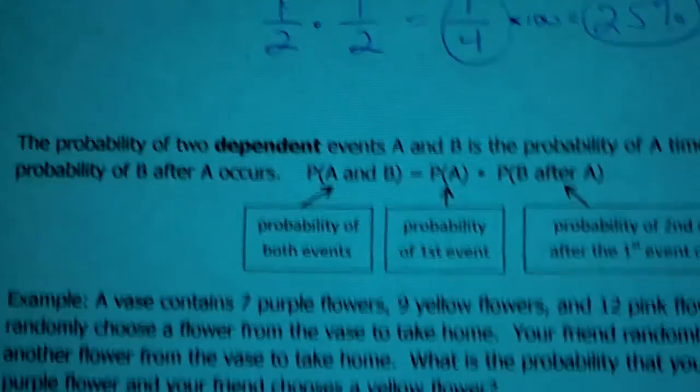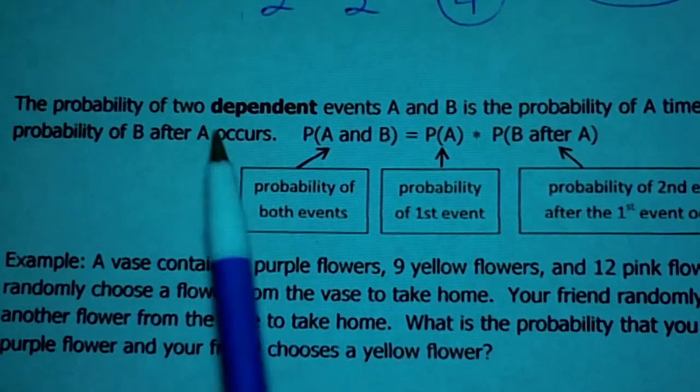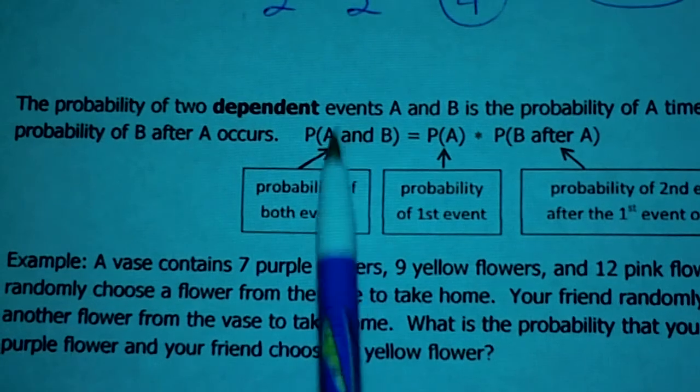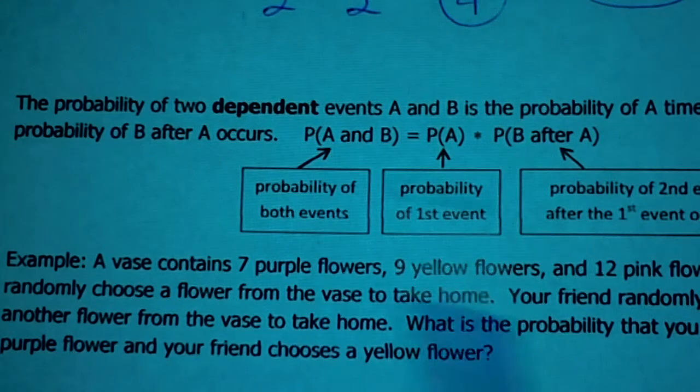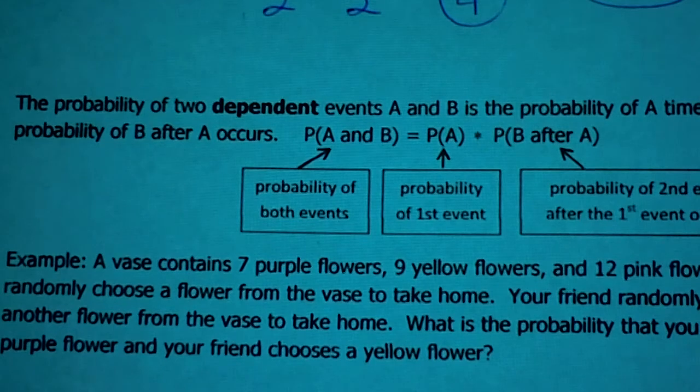All right, now the probability of 2 dependent events happening is pretty similar to this. It's not exactly the same, but it's really similar. So if you have 2 dependent events, meaning the first one has an effect on the second, to figure out the probability of both of them happening, you take the probability of the first event and you multiply it by the chances of the second event happening after the first one occurs.